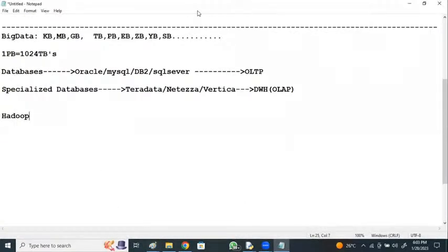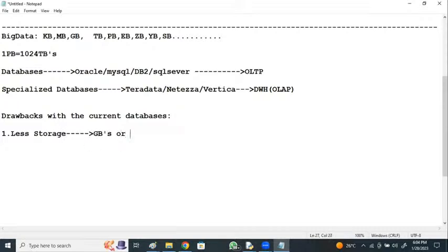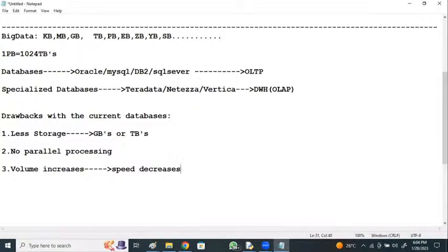Now you may ask, why are databases like Oracle not used for storing Hadoop's data? Drawbacks with the current databases. First, most of the databases have very little storage. They can handle in GBs or TBs. Second, there is no parallel processing in most of the databases. And if volume increases, speed decreases. Yes, if volume increases, speed decreases.